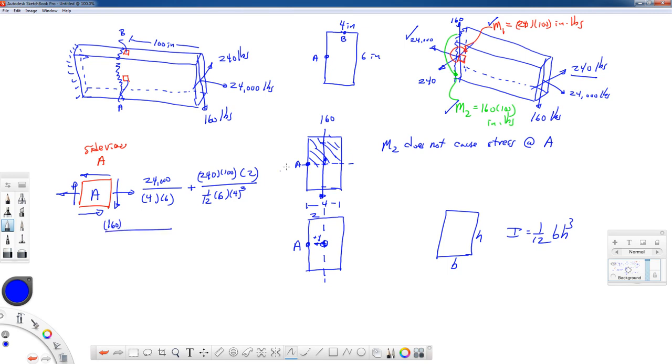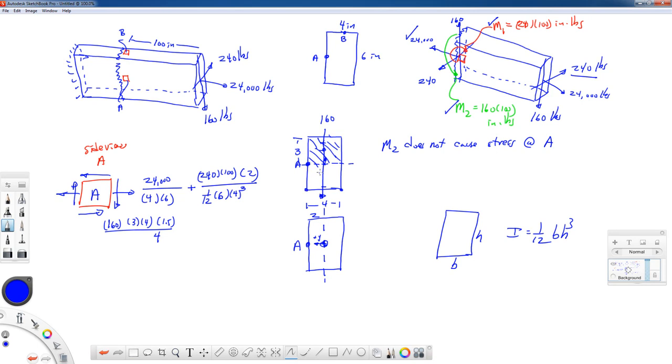Now the value of the shearing stress is going to be V, which is 160 pounds, times Q, which is Y bar times the area. Now the entire cross-section is 6 inches tall, so that makes this dimension 3 inches. So the area is 3 by 4, and the Y bar distance would be 1.5. VQ over IT. Let's do the thickness next. The thickness of the cross-section at the point of interest would be the width of the cross-section. That would be 4 inches.